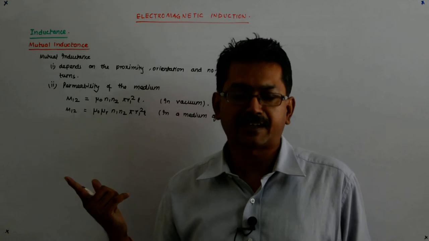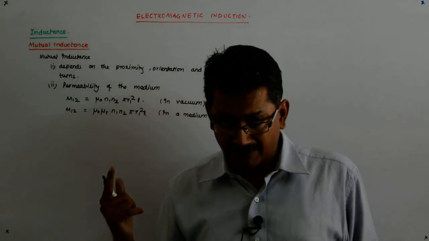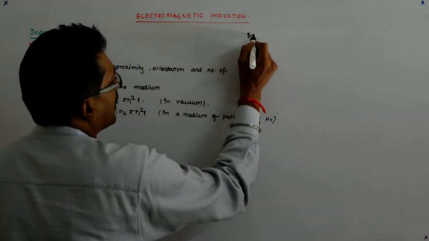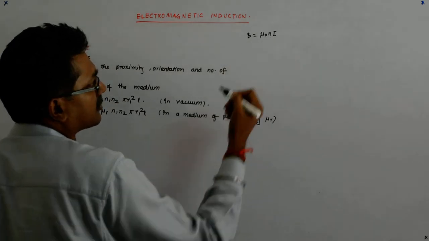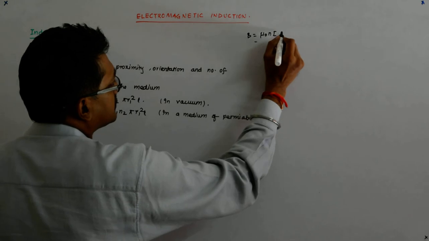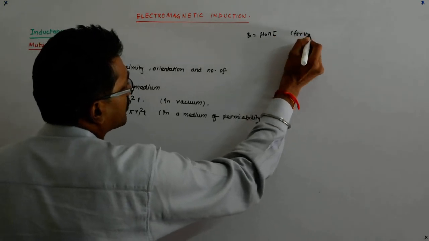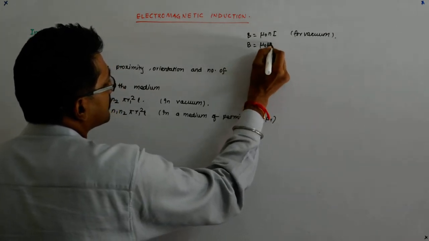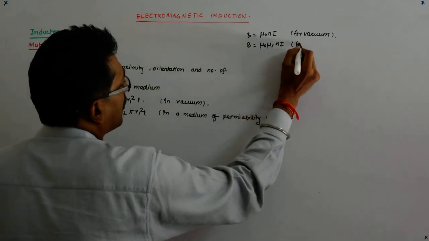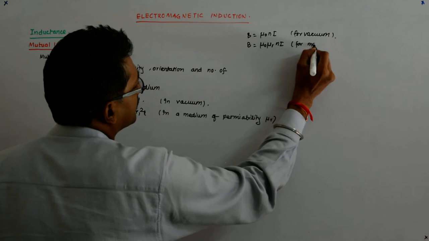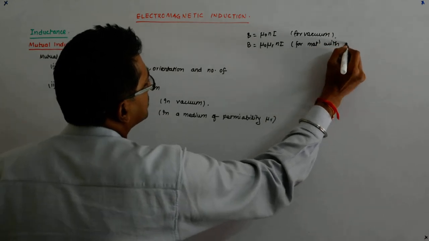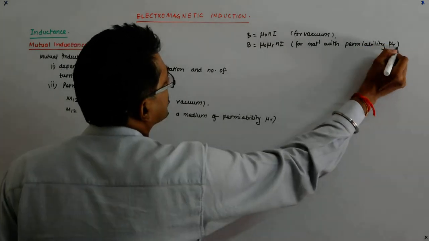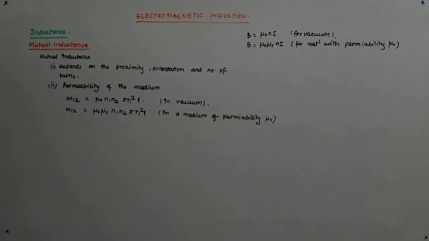Mu naught is there when there is a vacuum. Okay. And why does that happen? For the simple reason that the B that we were calculating till now as mu naught n I inside the solenoid, that was for vacuum. This becomes mu naught mu r n I for material with permeability mu r, right?